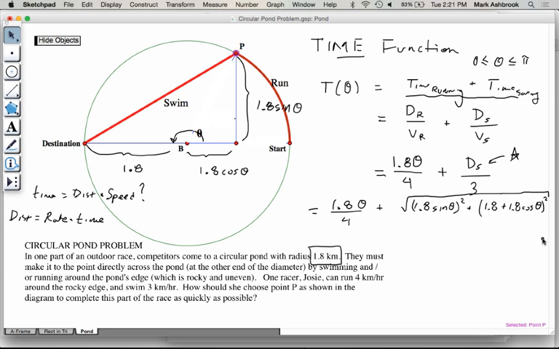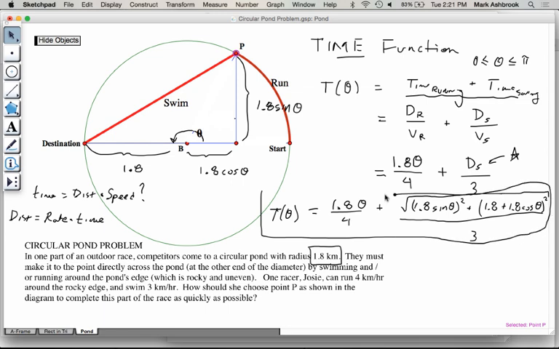So that big square root is the length of that hypotenuse. It's the distance that she's going to swim. And that's all going to be over 3. And look, we got it. We got the function. We got the time as a function of theta, with its applicable domain. That's kind of the first half.